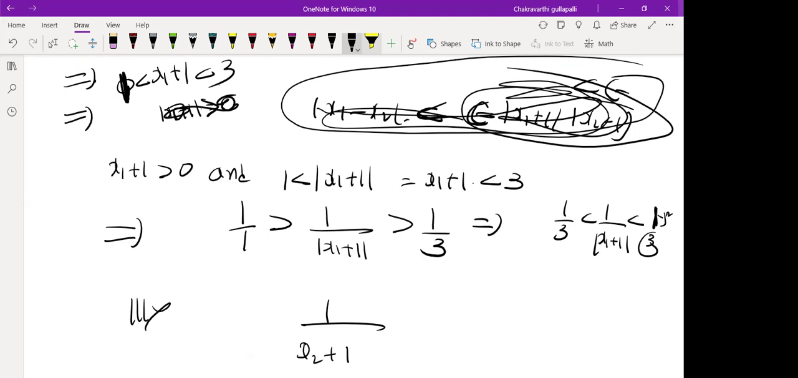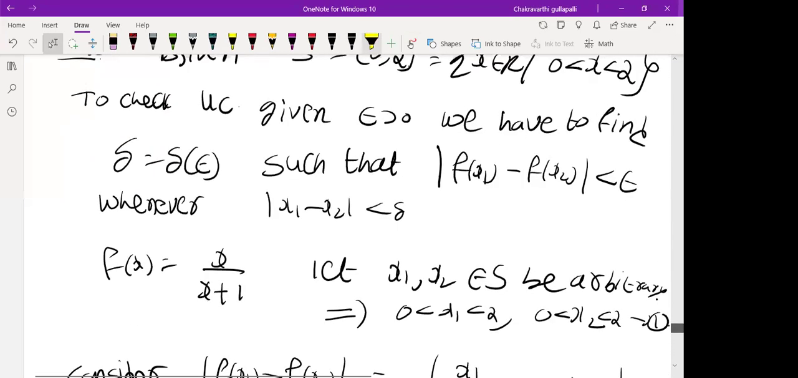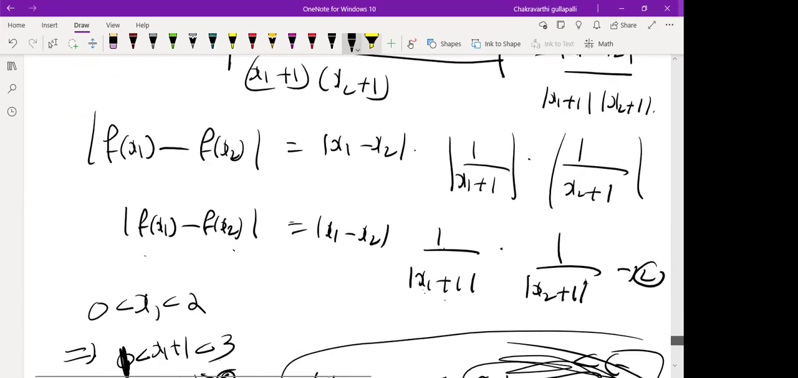x2 is also between 0 and 2. So we get less than 1, greater than 1/3. Because x2 is also between 0 and 2 only. You can see x1 is between 0 and 2, x2 is also between 0 and 2. So whatever result holds good for x1 equally holds good for x2 also. You need not redo it. So let us substitute here.